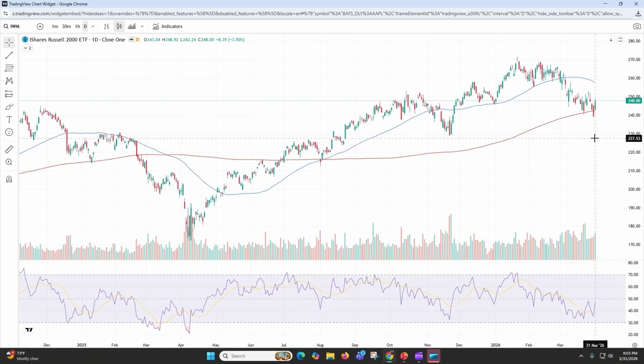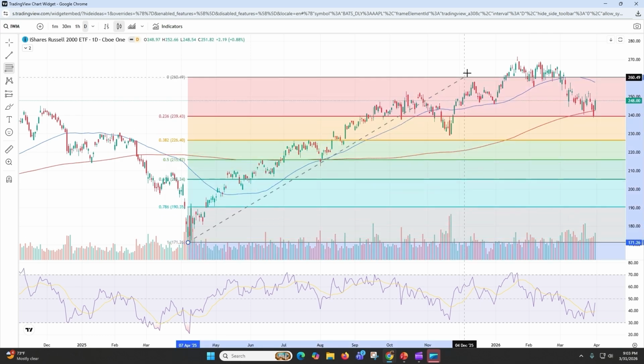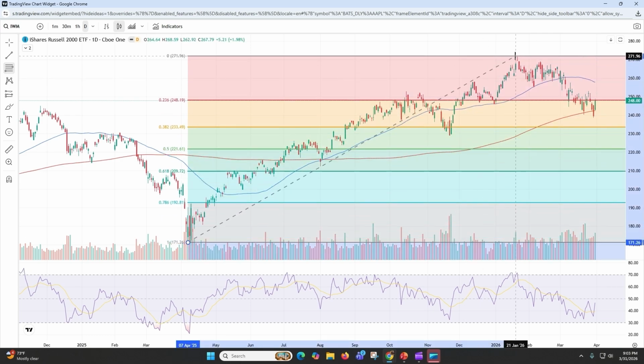So what do you look for in these? We look for a move down to support, which we've seen. That support can either be a major moving average, in this case a 200-day, or it could be these fib levels. And you can go ahead and draw another fib level here on the Russell, and you can see that 23.6 sort of came into play, but we didn't get that deeper move to the 38.2. So I'm cautiously optimistic here looking at these.